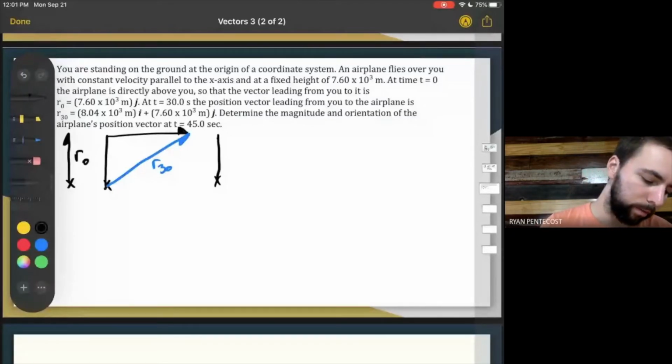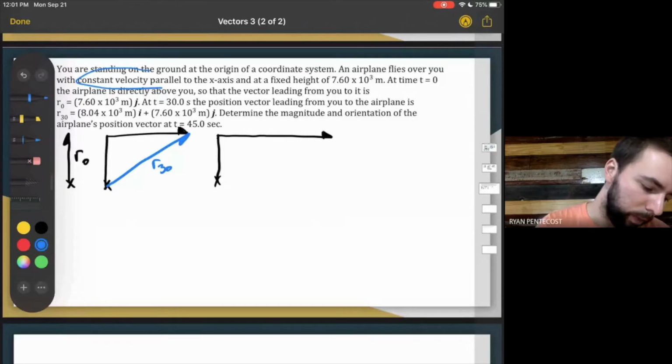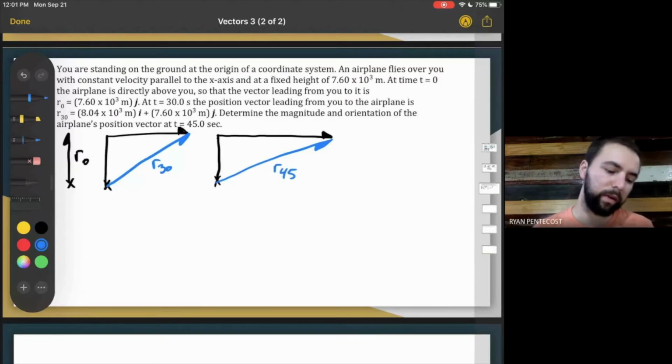So straight up, same height, plane is at a constant altitude, but then it has traveled much further at a constant velocity, remember, constant velocity parallel to the x-axis. So now this vector will look like so at r45. Okay, so we want to know the magnitude and orientation of that position vector.